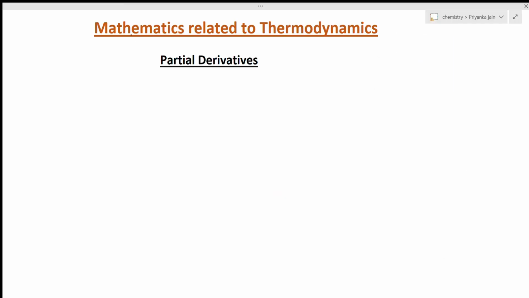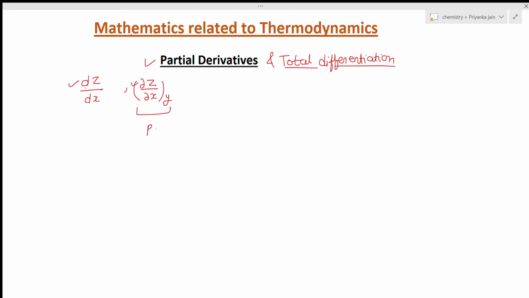So see here, the first term is partial derivatives and total differentiation. What is the meaning of it? You have studied about total differentiation and now you will see a new term, partial derivative. Sometimes you have written like this, dz upon dx, and sometimes you see it written in this manner, del z upon del x. So what is the difference between this d and this del? This is d, and this is del. Actually this term is called the partial derivative, and this is called the complete differentiation.